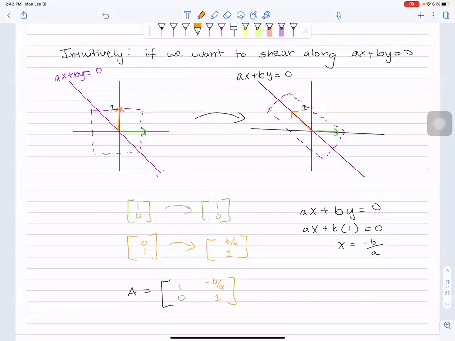Yes, what's your name? Zane. Zane, why did only the J vector change? Why did the I vector just stay in the same spot?